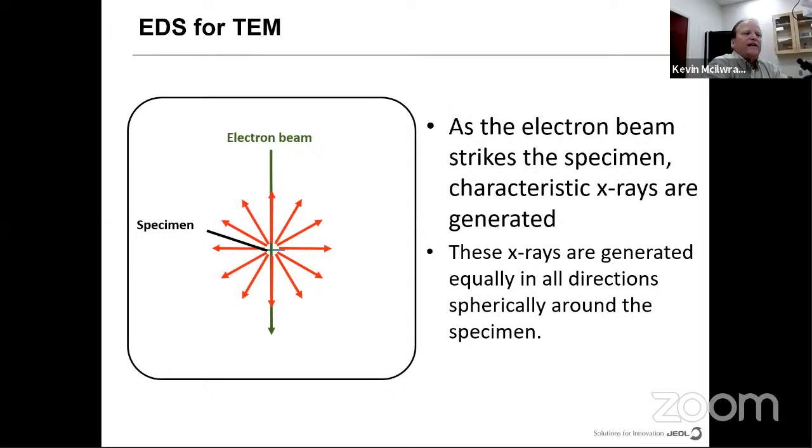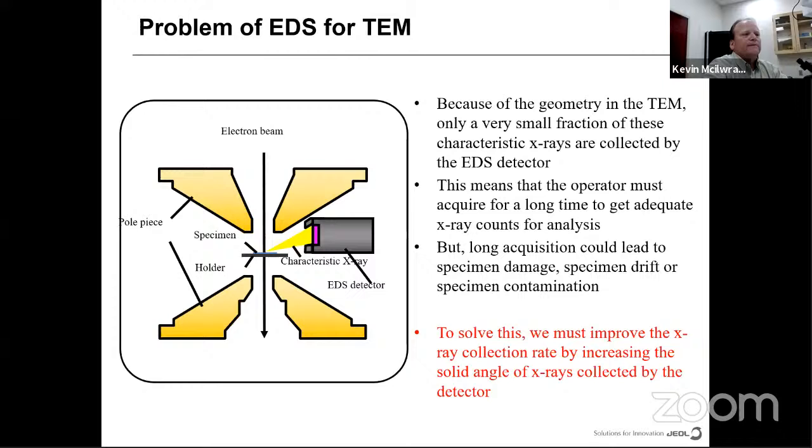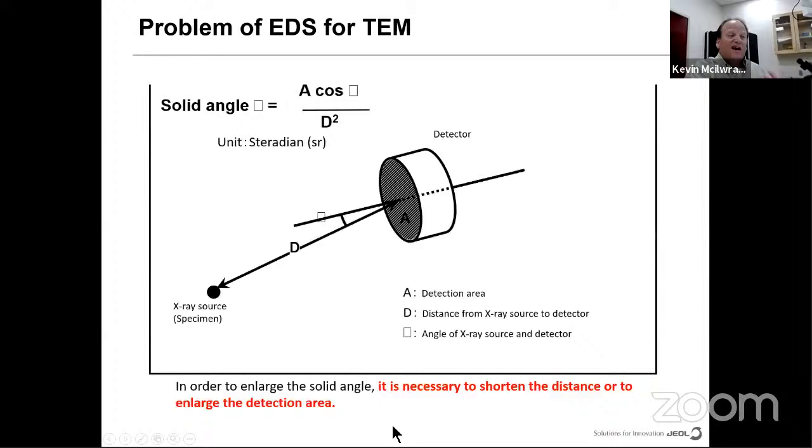And so basically as the beam hits the sample, X-rays are scattered in every direction. So here we can see the detector looking into the pole piece, right? Now, since we're rolling off to the side, this window is collecting a very small amount of all those X-rays that are generated, right? So we need to improve the sensitivity of the detectors. Now, solid angle is the collection efficiency of an EDS detector. So 20 years ago, we were at 0.1 steradian, 0.12 steradian on high-end systems.